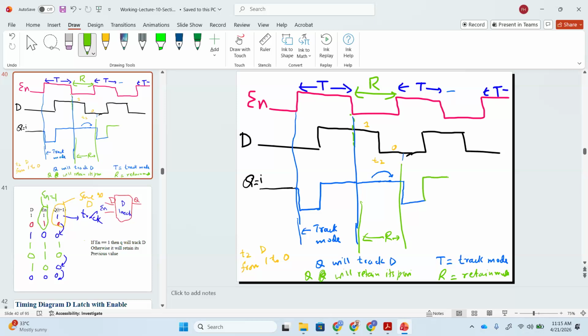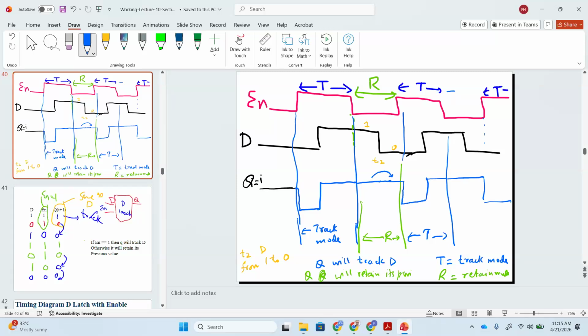And now we go to the retain mode. I'm using the blue color for this. So it's here and now it will become here. If you look at the track mode, Q is very similar to D. Any question? Is this clear? Now it will go 1 1 1 1 1 1 1 because it's retaining, and then we go into the track mode, so it will become 0. Is it clear now? Any question?